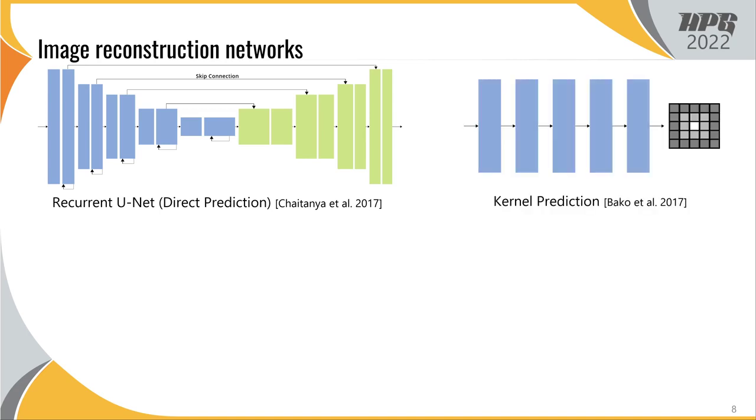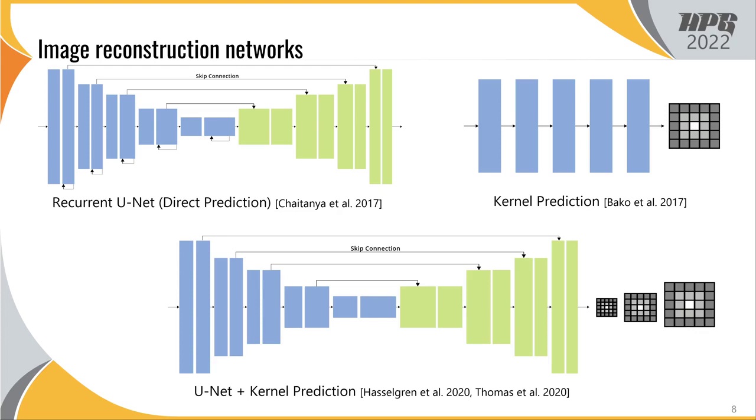Bako et al. proposed kernel prediction networks, where the output of the network is a per-pixel kernel, which is then applied to the noisy signals. Kernel predictors overcome the problem of direct prediction networks, but predicting and applying a single large kernel increases the complexity and is not real-time friendly.